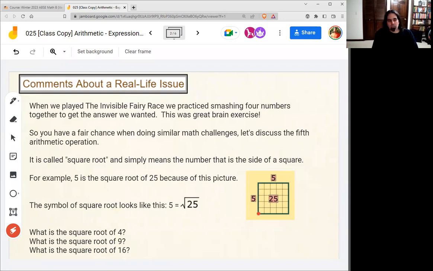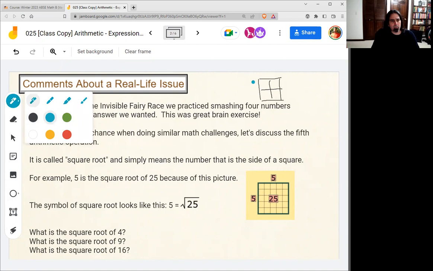And what square roots are, where it says root and square root, it really means the side of the square. So if I have a square that is 25, then each side would be 5. Similarly, square root of 4, if I had a square that had 4 pieces, then how long is each side going to be?